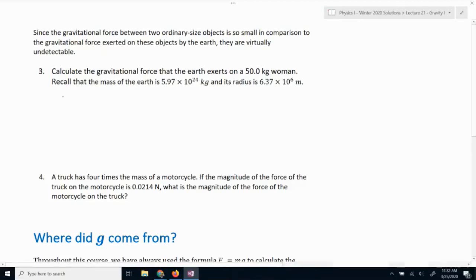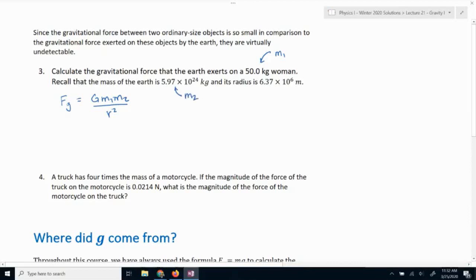The formula again, so force of gravity is equal to G m1 m2 over r squared. By m1, we're talking about the woman, that 50 kilograms, that would be m1. M2, we're talking about the Earth because we're finding the force of gravity between the woman and the Earth. So this would be our m2.